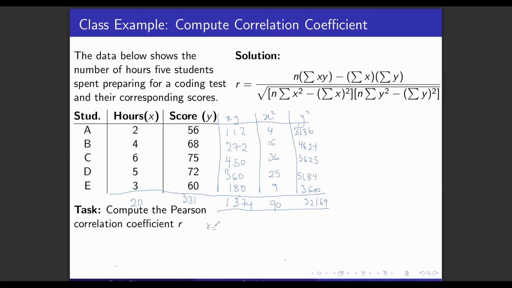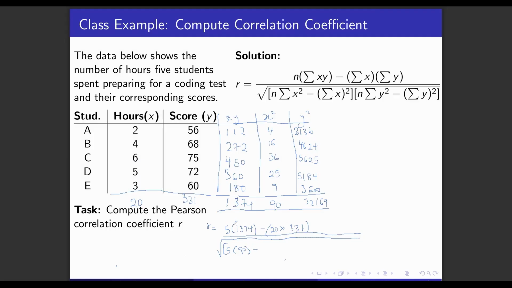So according to the formula, R equals N, and N is equal to 5 because there are 5 data points: 1, 2, 3, 4, 5. So we have R equals 5 times summation of XY, which is 1374, minus summation of X, which is 20, times summation of Y, which is 331, all over the square root of N, which is 5, times summation of X squared, which is 90, minus summation of X all squared.